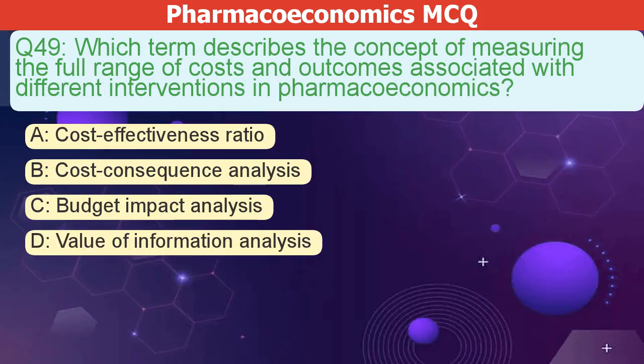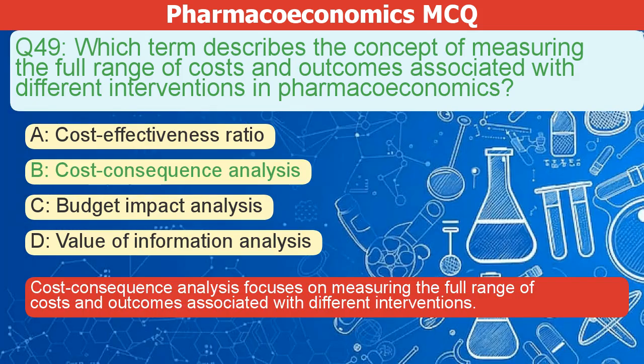Which term describes measuring the full range of costs and outcomes of different healthcare interventions? A. Cost-effectiveness ratio. B. Cost-consequence analysis. C. Budget impact analysis. D. Value of information analysis. The correct answer is B. Cost-consequence analysis focuses on measuring the full range of costs and outcomes associated with different interventions.